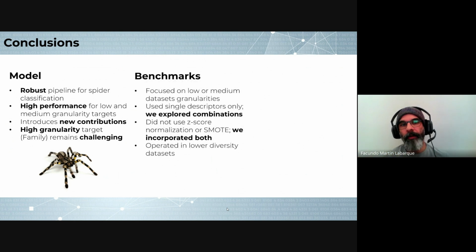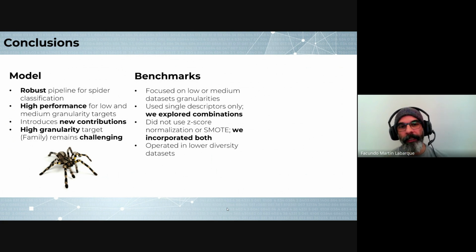When we compared our work with previous works, we found that all of them focus on low or medium dataset granularities when they study insect images or other spider image databases. They never did a high granularity test. Also, in all these cases, they used single descriptors only, while we explored a lot of combinations. And we also found that if we apply more combinations of descriptors, we have better results, okay?